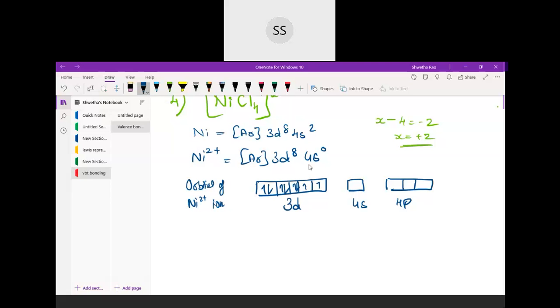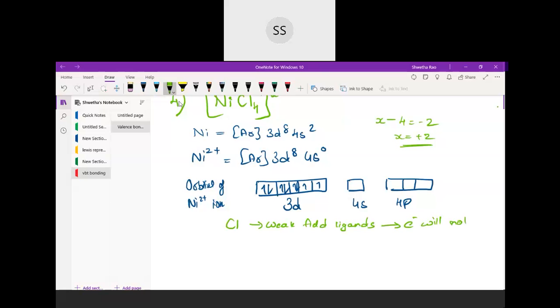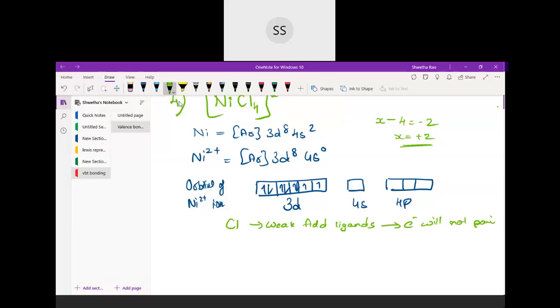Then you have to see what type of ligand is going to approach the metal. Cl is the ligand, and Cl is a weak field ligand. If a weak field ligand comes, electrons will not pair up. So when the electrons are not pairing up in the d orbital, they have to search for the next available orbitals. The available orbitals are the one 4s orbital and the three 4p orbitals, because they are total 4 in number. So these orbitals will be enough for us.